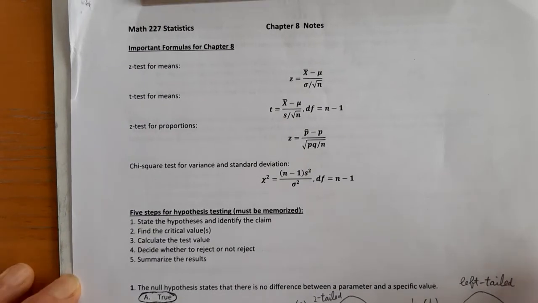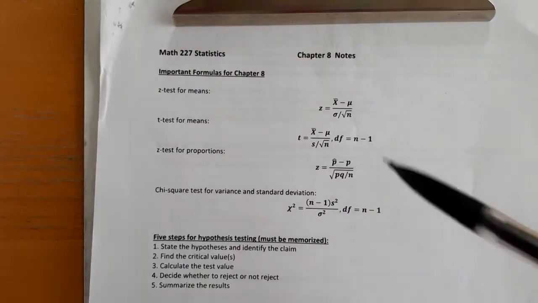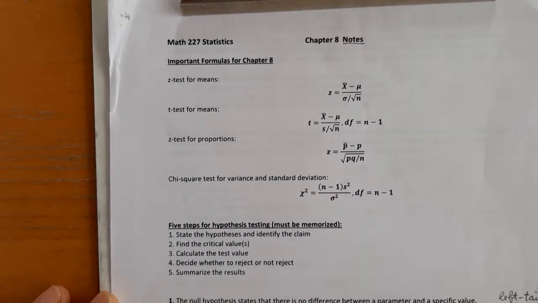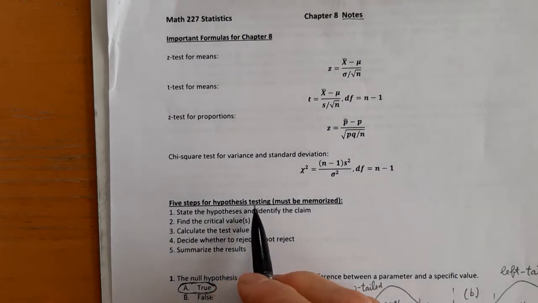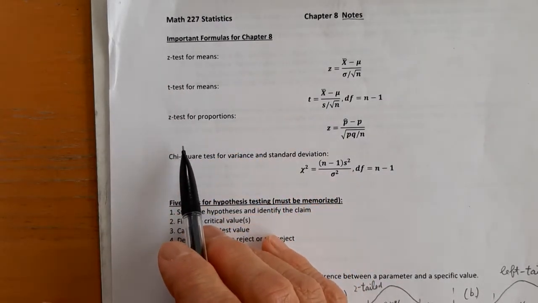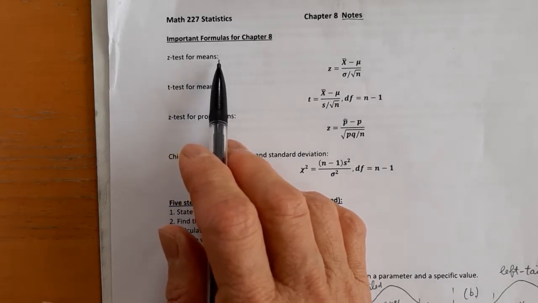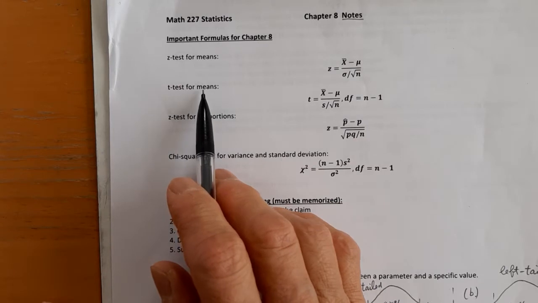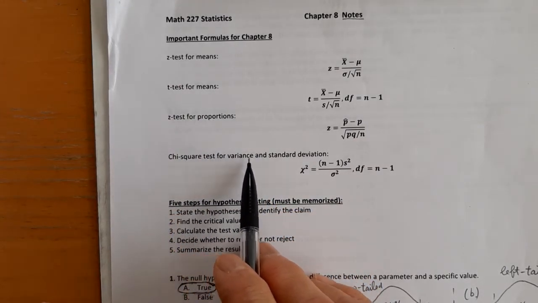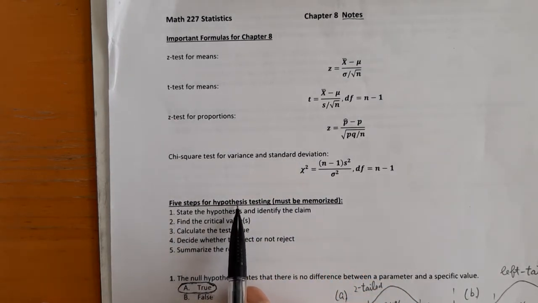Today we learn statistics, chapter 8. We talk about the notes. Chapter 8 we learn is hypothesis test. We will use the z-test for the mean, the t-test for the mean, the z-test for proportion, and the chi-square test for variance and standard deviation, and we will use 5 steps for hypothesis testing.